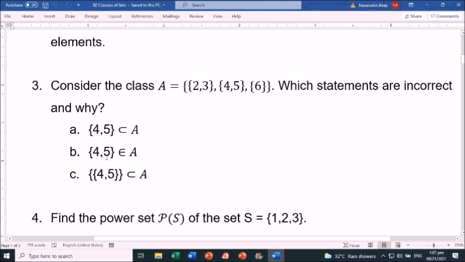Then letter B, the set containing members or elements 4 and 5 is an element of A. The set containing 4 and 5 is an element of A. So letter B is correct. And for letter C, the set containing another set, which is 4 and 5, is a subset of A. And this is true. Why? Because the set containing 4 and 5 here is a set inside this set, is an element. So the set containing that element is a subset of A. So letter C is also true.